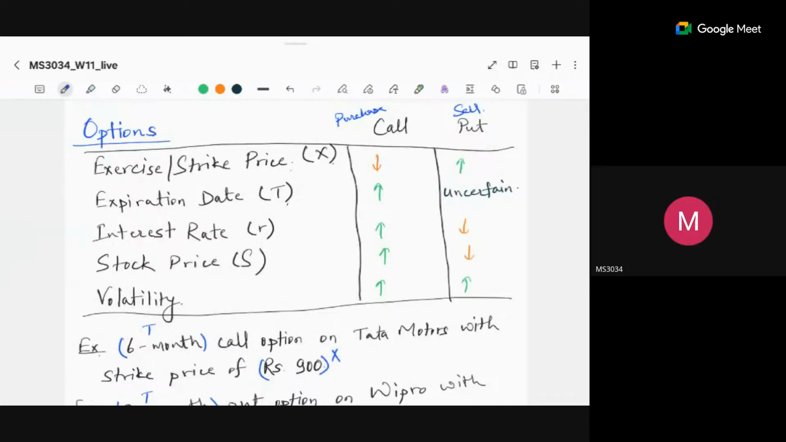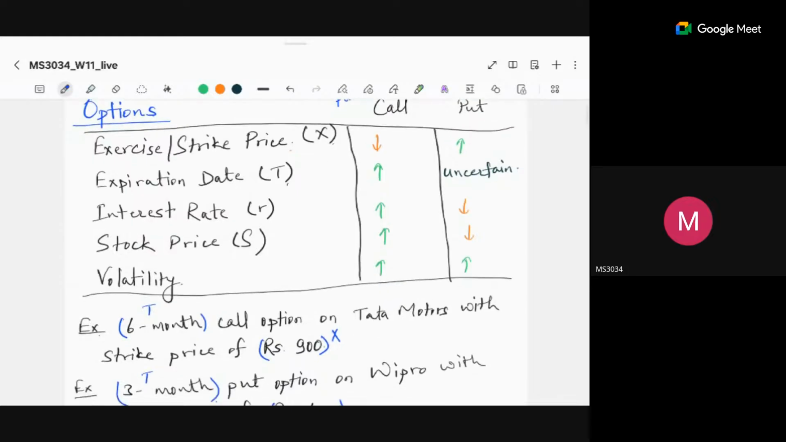An option will have an associated strike price. It will have an expiry date, and other features which impact the price of options are the interest rate, the stock price of the underlying stock or whatever asset on which this option is given, and the volatility of that particular underlying asset. Okay, these are the few factors which impact the price of an option.